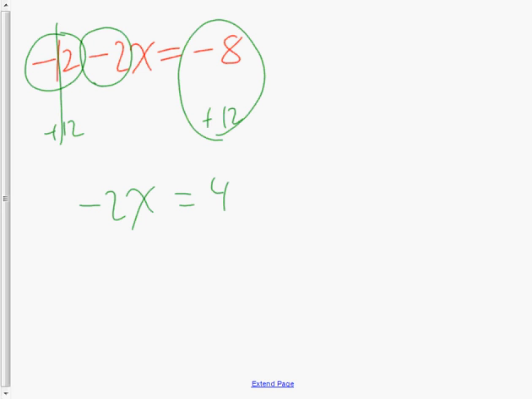Now in order to isolate the variable and get rid of the coefficient, I have to divide both sides by -2. A common mistake is thinking you have to divide by a +2, but we've studied many times that you have to divide by the exact same coefficient to get rid of it. And x would therefore equal 4 divided by -2, which is -2.